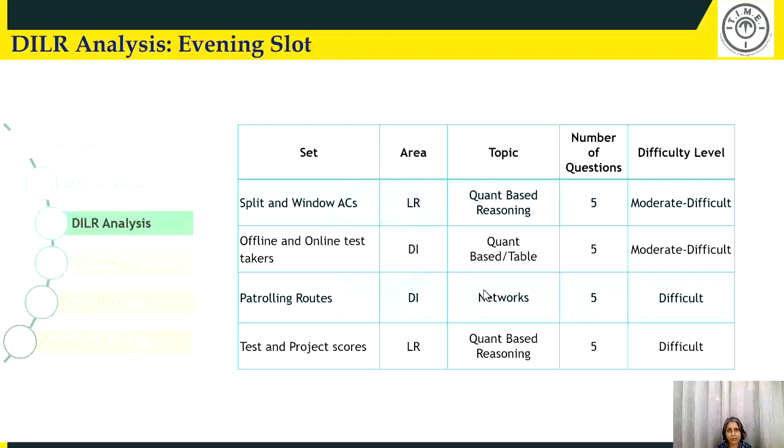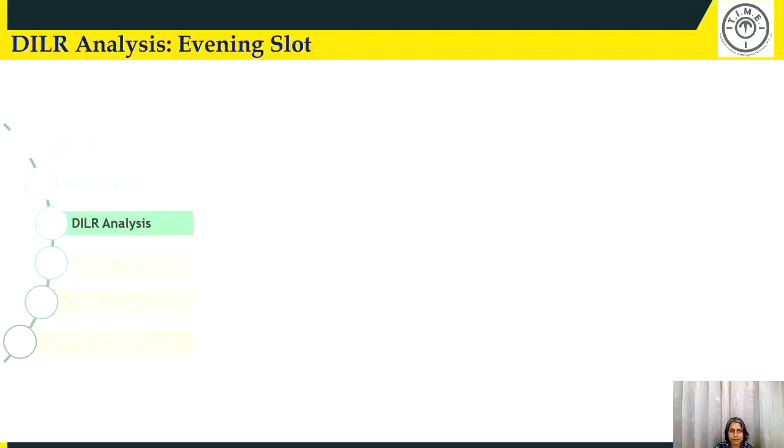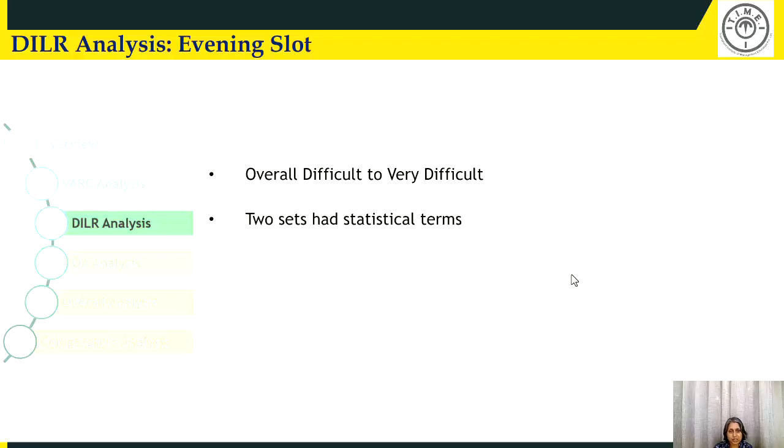And in DI, one always expects, going by previous patterns, that we are not going to get very easy caselets. And this time also, the first 2 caselets mentioned in this table were moderate difficulty level, but the last 2 were fairly difficult. So overall, high difficulty level section.